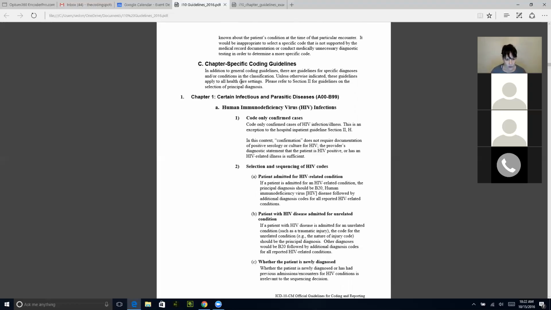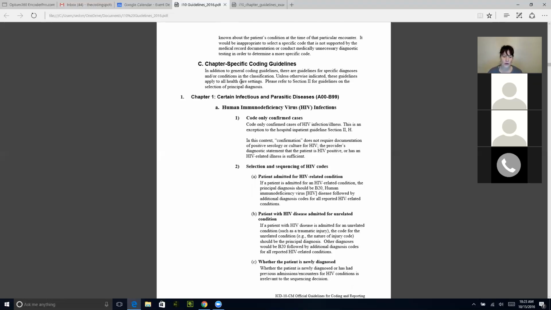So we're going to start with our HIV, human immunodeficiency virus, HIV infections. And there's a lot of guidelines that go along with this. It's really important that we make sure that we are only coding confirmed cases of HIV. And there are rules that apply to whether HIV is HIV or AIDS. And so we'll see that.